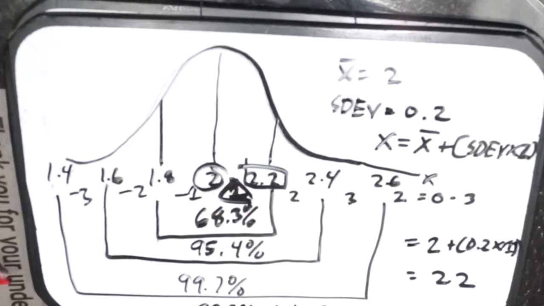And there you go, that's how you put everything together: the z-score, the normal distribution, and then the standard deviation.